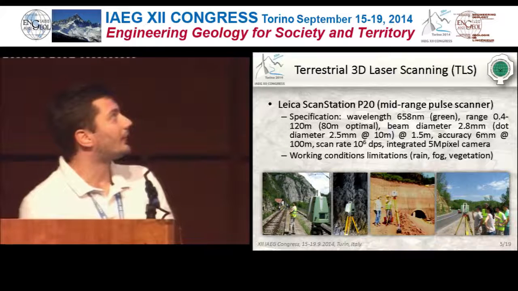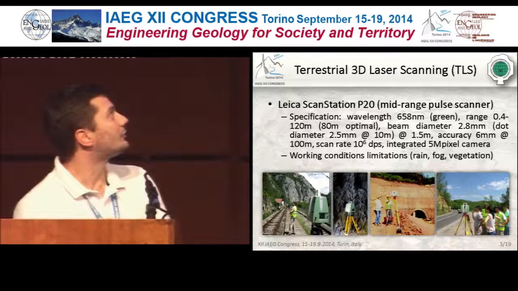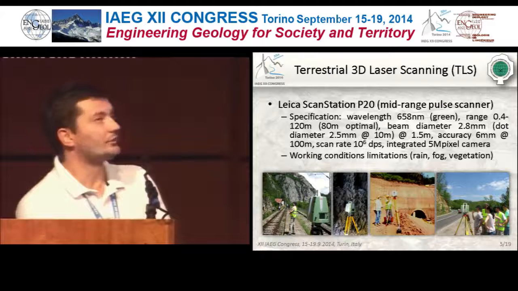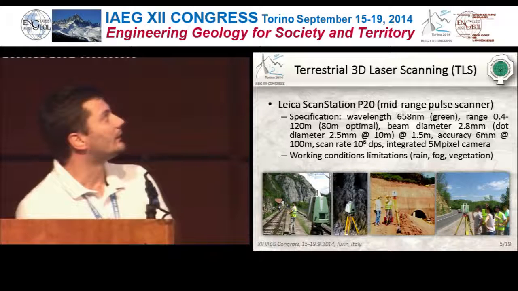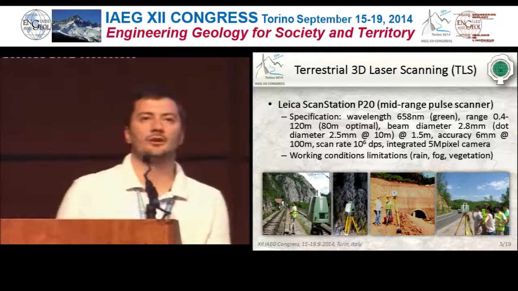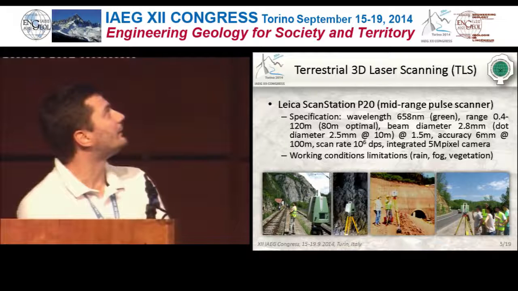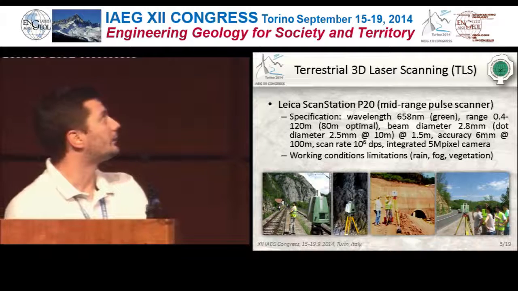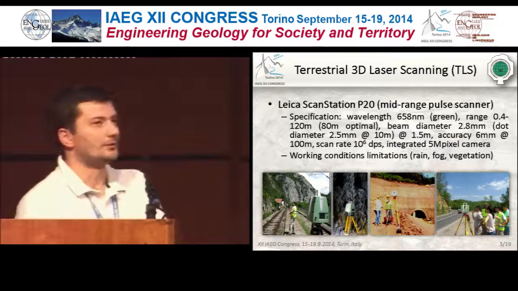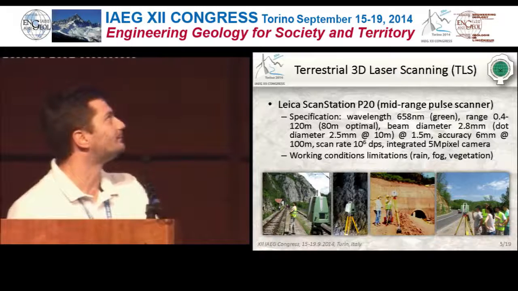It is also very accurate, 6 millimeters at 100 meter distance or range. The range is medium, from 0.4 to 120 meters. What is also interesting is the very small beam diameter, which allows for very high resolution. With a beam diameter of 2.5 millimeters at 10 meters range, we can achieve, I would say, 5 millimeter resolution at 10 to 15 meters easily.